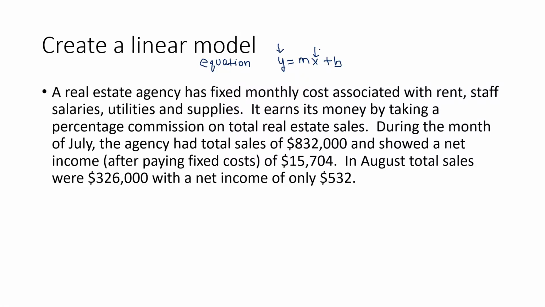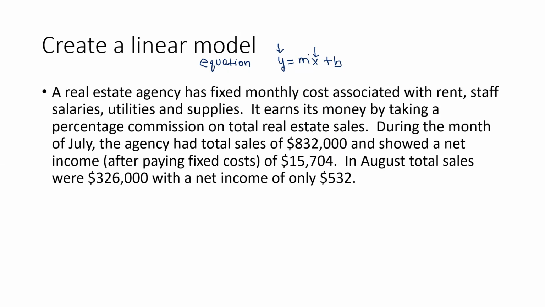Let's take a look at our word problem. A real estate agency has fixed monthly costs associated with rent, staff, salaries, utilities, and supplies. It earns its money by taking a percentage commission on total real estate sales. During the month of July, the agency had total sales of $832,000 and showed a net income after paying fixed costs of $15,704. In August, total sales were $326,000 with a net income of $532.